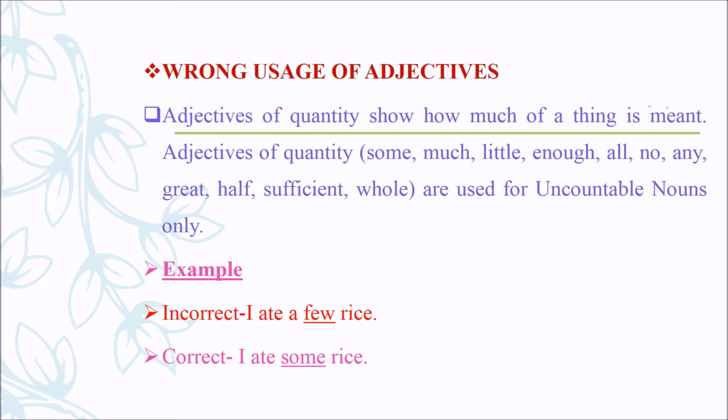Next, we are going to see wrong usage of adjectives. Adjectives of quantity show how much of a thing is meant. Adjectives of quantity: some, much, little, enough, all, no, any, great, sufficient, whole, are used for uncountable nouns only. Here, rice is the uncountable noun, right? So we use the adjective some with it.